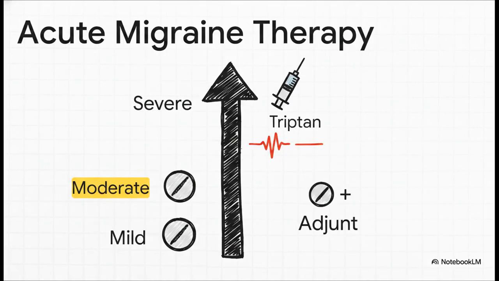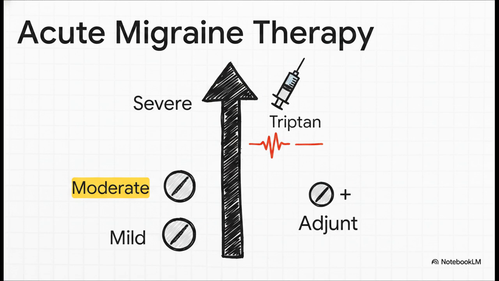So, how do we treat an attack when it's happening? Well, this is what we call acute or abortive therapy, and we base it on how severe the attack is. For anything moderate to severe, triptans are really our go-to drugs. What they do, see, is they act as potent vasoconstrictors.